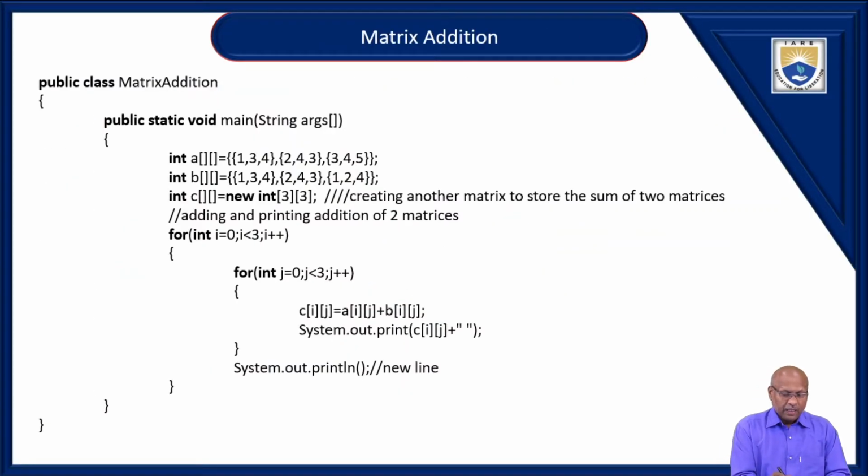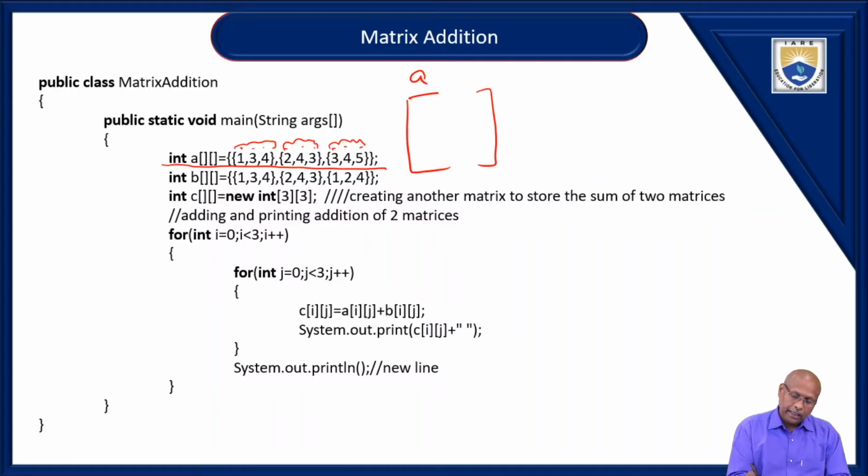See, I have a matrix A. When you write like this, A with two square brackets means it is a two-dimensional array. There are three curly brackets: first curly bracket here, second here, third here. That means there are three rows. Under each curly bracket, 1, 2, 3, three columns. So it is a matrix with 3 rows and 3 columns.